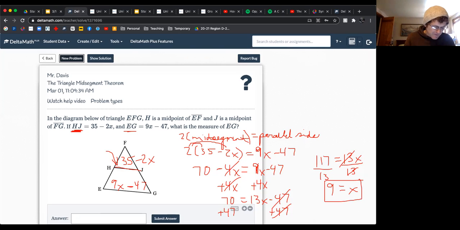So now this is not my final answer. They're actually asking me to find the measure of EG. If I just plug 9 in right here for my answer, it's going to come back and say I didn't do it right, obviously. So now let's figure out EG is this length right here, which means I want to take this 9 and plug it in to that equation. So 9 times 9 minus 47.